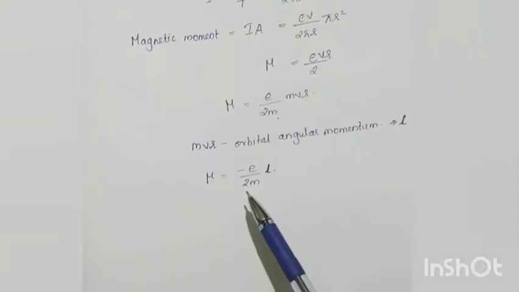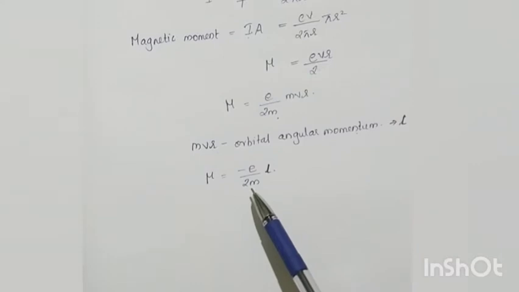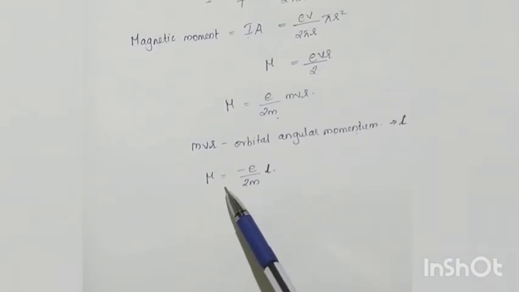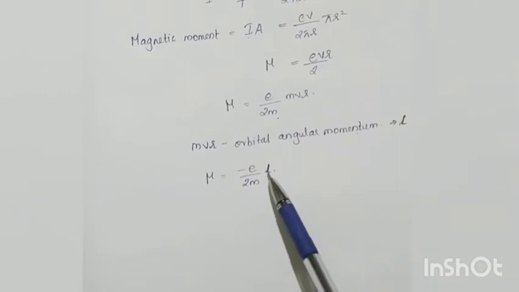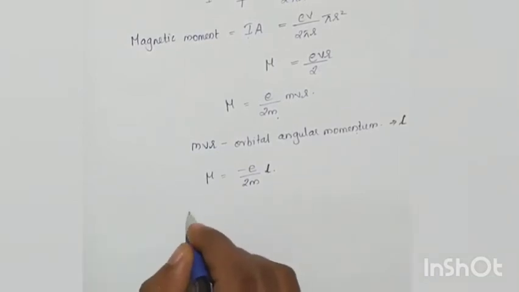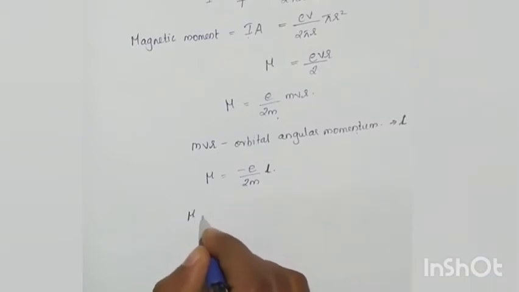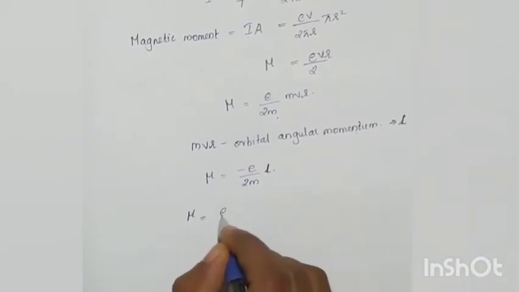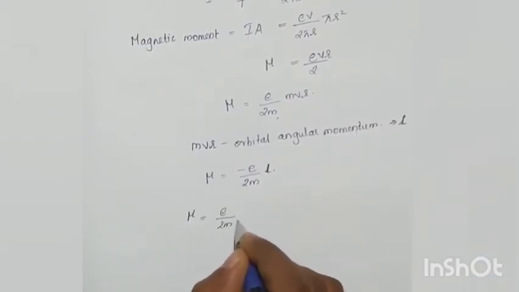Here we have considered the motion of a negative charge, but if the charge that we considered was positive, then the direction of motion of the charge and the direction of current would be the same, which will make the direction of magnetic moment and the direction of angular momentum the same. Then our expression for a positive charge would be mu is equal to e by 2m into L.